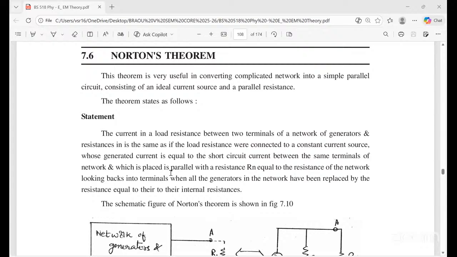What is the statement of Norton's theorem? The current in a load resistance between two terminals of a network of generators and resistors is the same as if the load resistance were connected to a constant current source, whose generated current is equal to the short circuit current between the same terminals of the network, placed in parallel with a resistance equal to the resistance of the network looking back into the terminals when all the generators in the network have been replaced by resistances equal to their internal resistances. That is the Norton theorem.